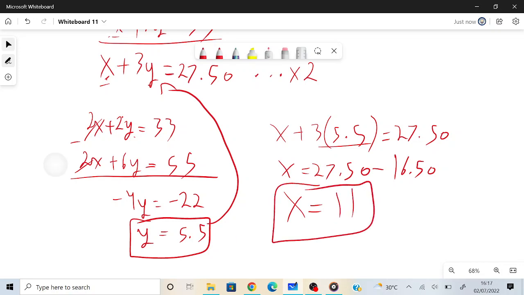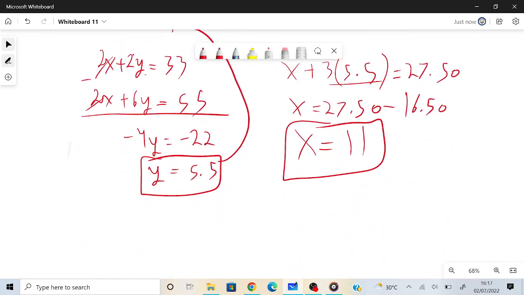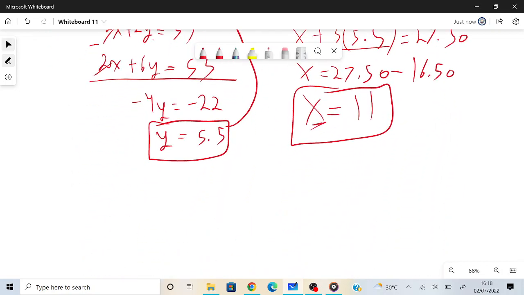So that means an adult ticket, which is represented by x, is £11. So of course, do not forget your units. Always write the units if you know which unit you're working in. And y is for the children, it's £5.50.